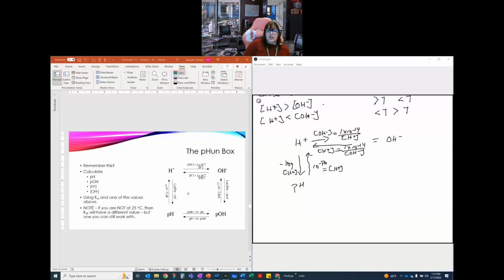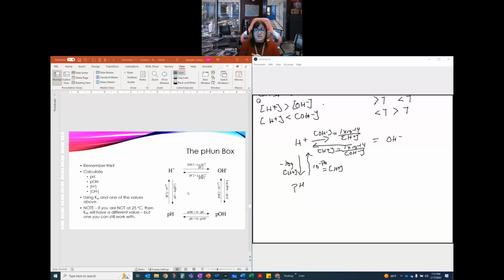Now, once I have pH, then I can calculate pOH. Once I have pOH, I can calculate the OH minus. How you do this is entirely up to you. But it is really important that you understand that once you have one of these values, my expectation is that you will know what the other three are, that you will be able to calculate them. That should be something that you can do fairly easily. And since you're given this fun box, you should be able to do that without any problems.